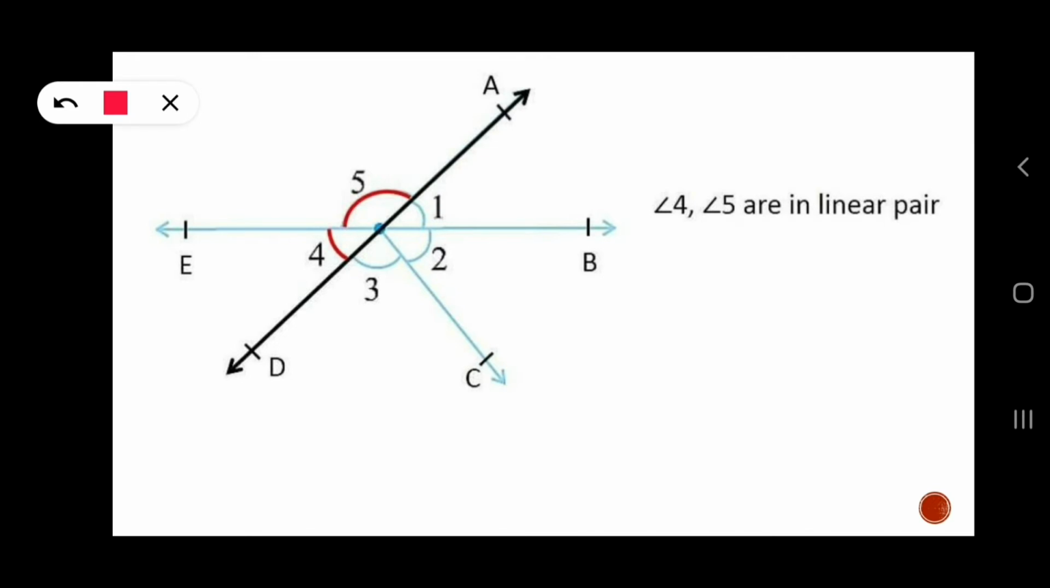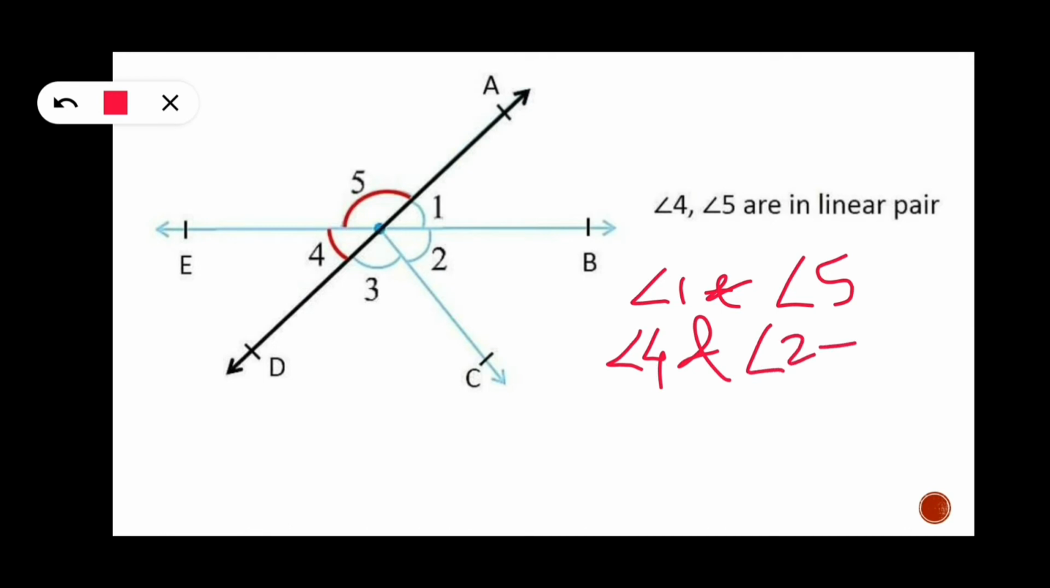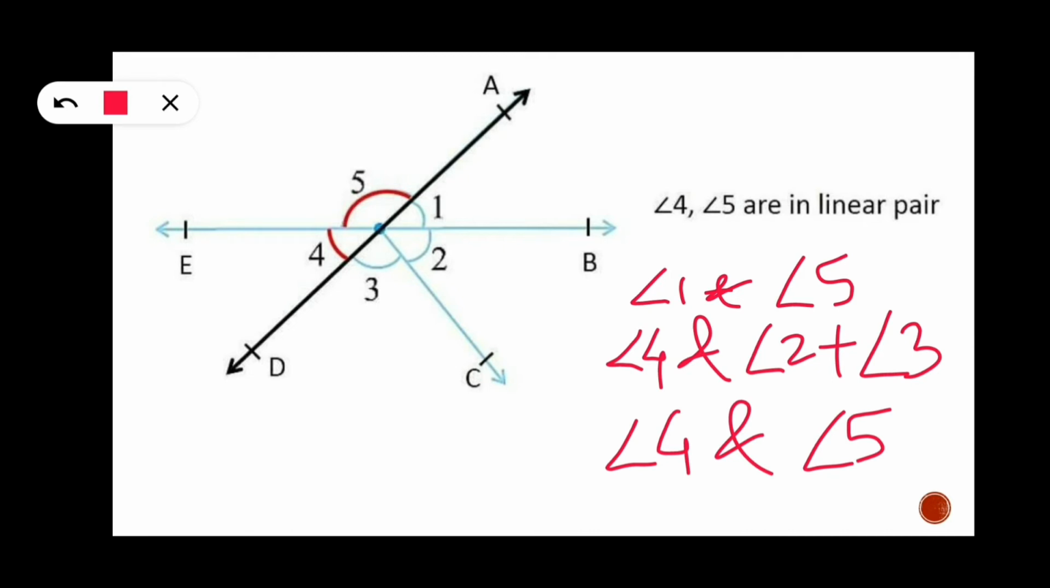So children, in all we have three linear pairs. Number 1 is angle 1 and angle 5. This one you have seen. Then number 2 we have angle 4 and angle 2 plus angle 3. And the third one is angle 4 and angle 5. So these are in all three linear pair angles we can see from this figure, right?